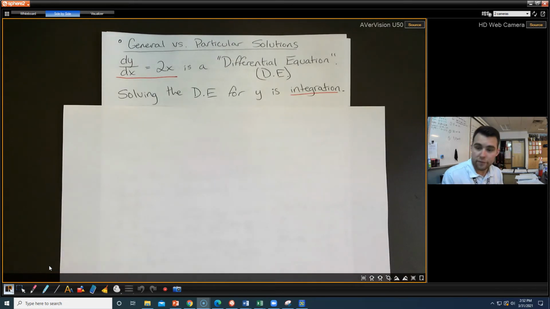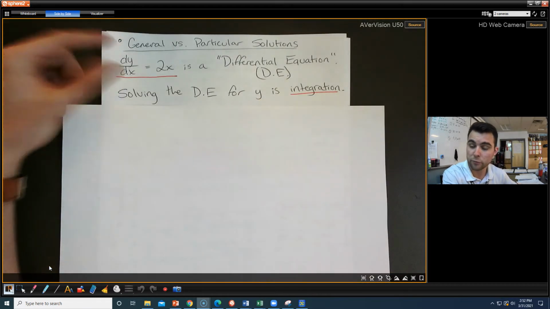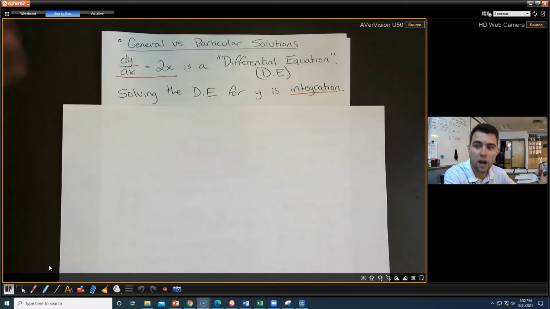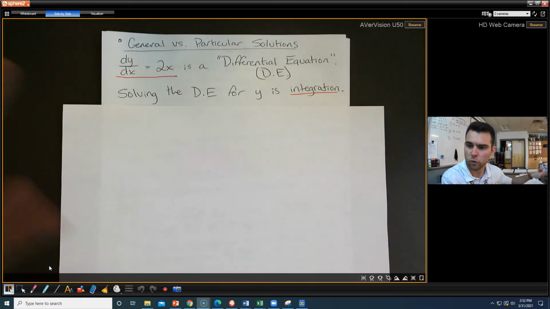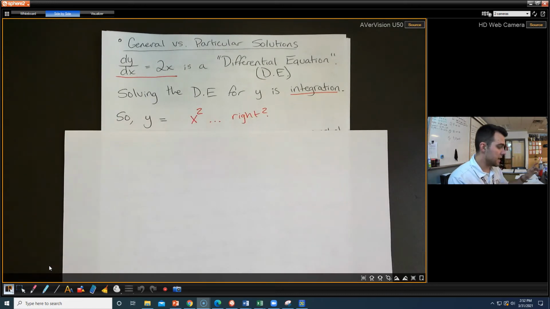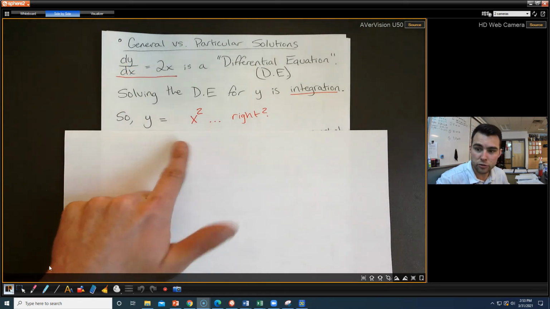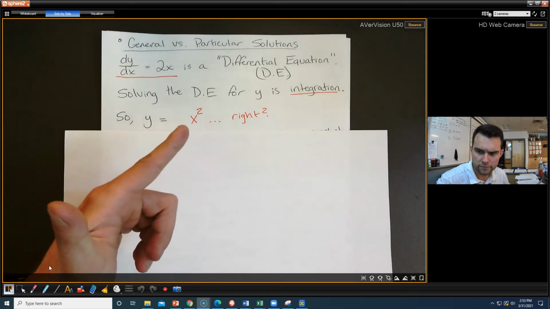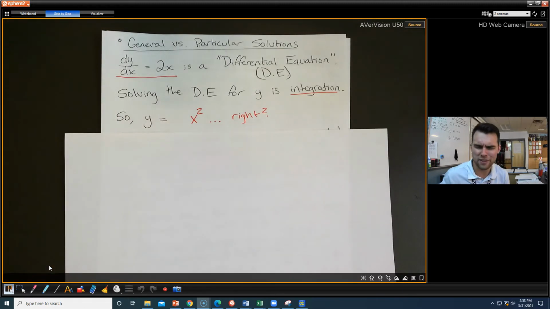Well, when we solve the differential equation for y, because instead of keeping dy/dx, maybe we want to get the original curve back, the y, right, y equals, that itself is what integration really is in terms of this first working definition we have. Okay, so if I did my reverse power rule, I would find that y is equal to x squared, right? Just x squared, right? Hold that thought for right now.